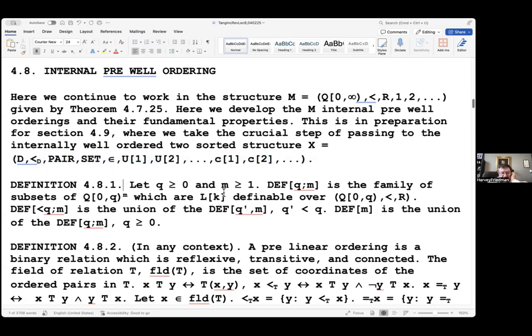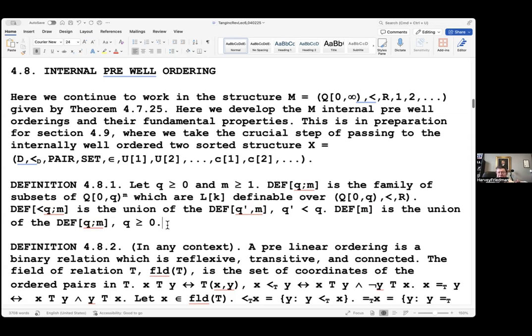All right, so we need some notation. Def of Q semicolon M is the family of subsets of things below Q, which are L of K definable over Q0 K Q less than an R. And def less than Q is the union of the def Q prime, where Q prime is less than Q. And def M is the union of the def of Q in M.